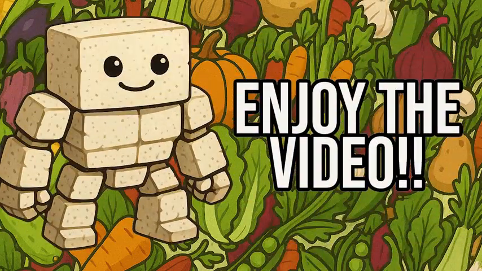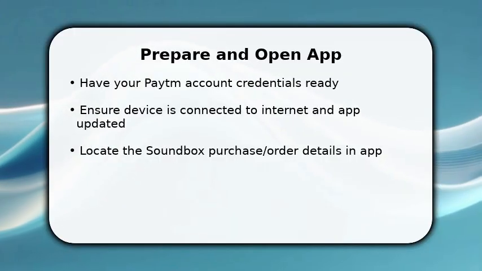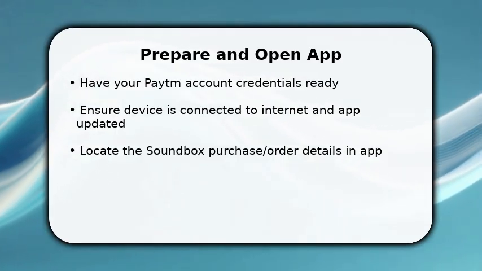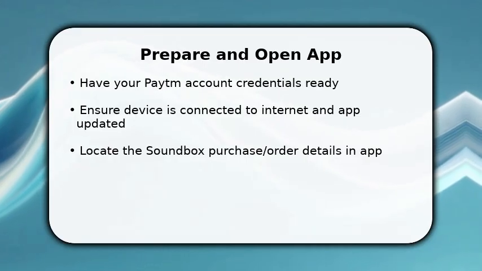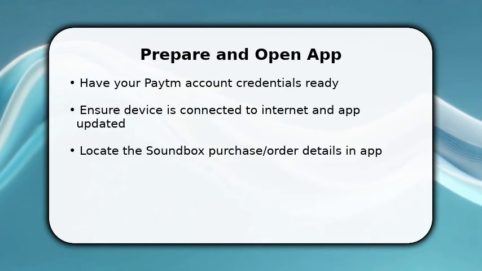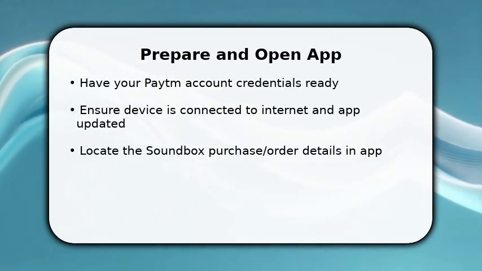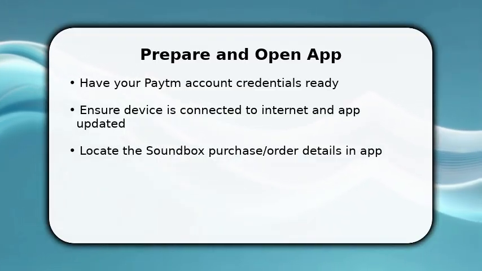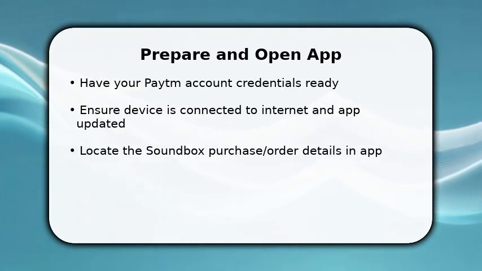Please enjoy the video. You start by signing into Paytm on the device where you made the purchase. Once signed in, go directly to My Orders or Profile to find device subscriptions. Make sure you have the order ID or transaction note visible because you'll need it to identify the sound box. If the app prompts for verification, complete OTP quickly. This secures access and prevents accidental changes.